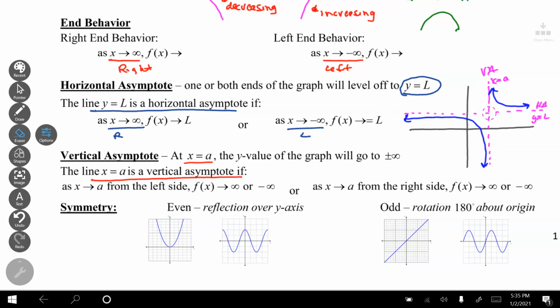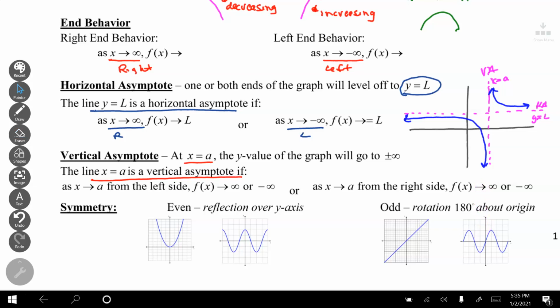And right here at x equals a, you see on this right side, the graph is going all the way up to infinity, and on the left side of this vertical asymptote, the graph is going all the way down. It never stops, it keeps on going down to negative infinity.